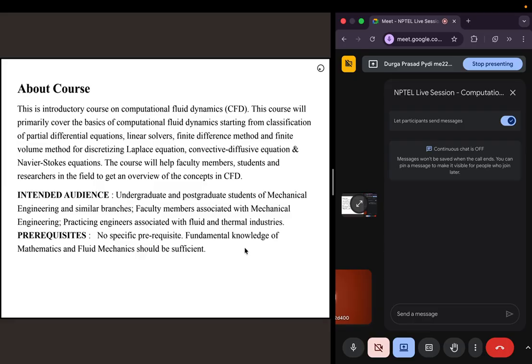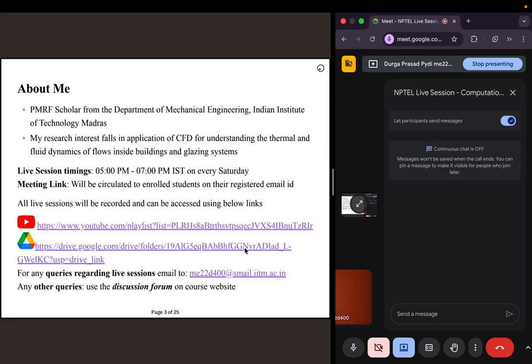The intended audience are UG or PG students of mechanical engineering, or faculty who are interested in this, and the prerequisite is fundamental knowledge of mathematics and fluid mechanics. About myself, I am a PMRF scholar from the Department of Mechanical Engineering, IIT Madras, and my research interest lies in using CFD for understanding fluids and thermodynamics inside buildings and glazing systems.